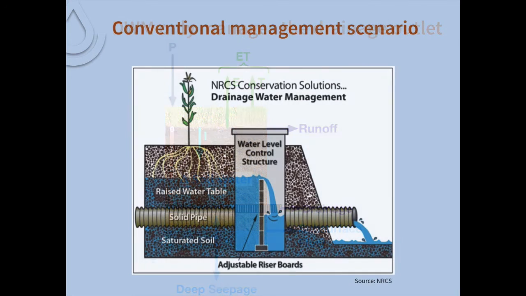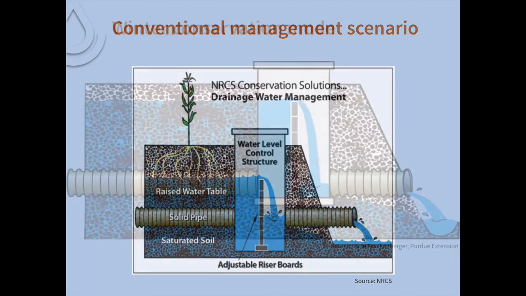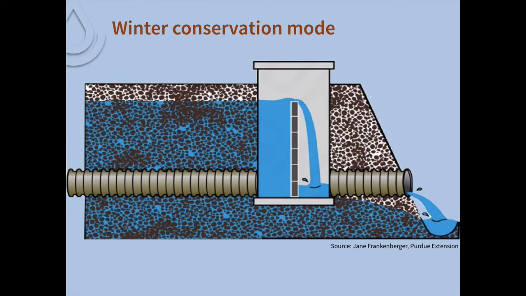If we start with the conventional management scenario, though, there are 3 main modes that we use to operate that system. The first of these modes, then, is winter conservation mode.